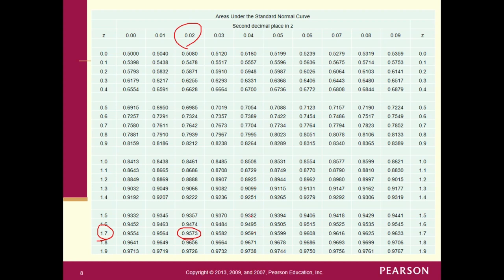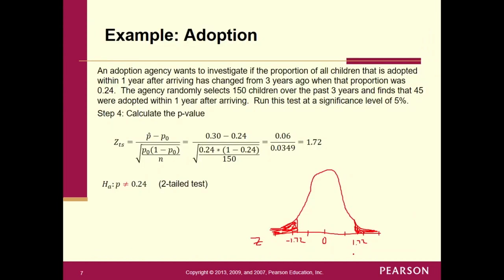But what is that? 0.9573 is the area from there all the way over, okay? Even past this area over here. So that means this area over here is just what? 1 minus that.